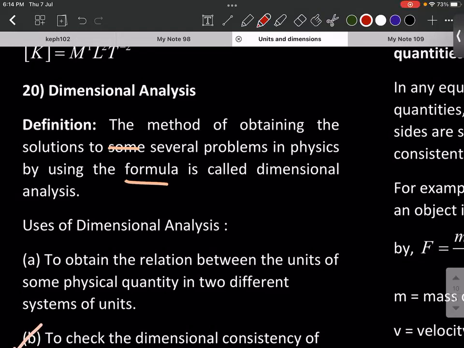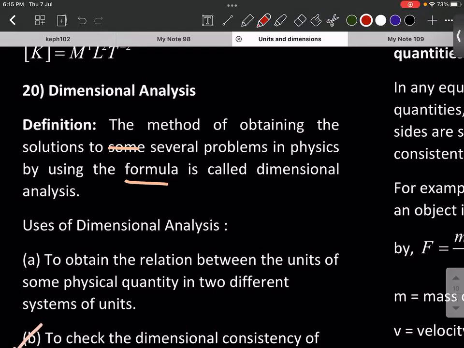The most important point is the uses of dimensional analysis. First, it is used to obtain the relation between units of some physical quantities in two systems of units. So first is, where is it used? We'll go one by one. I'll just tell you the use, then you can write it.